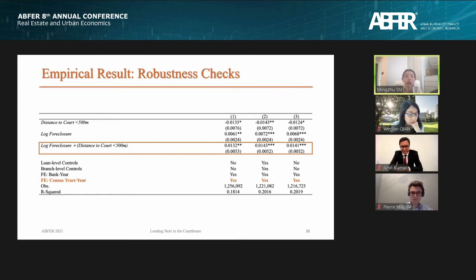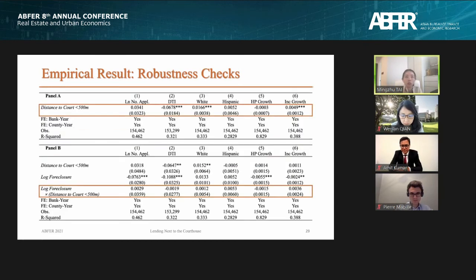We also ask whether those major borrower and neighborhood characteristics are correlated with, say, this distance-to-courthouse dummy. And in fact, we find that for those treated branches, those branches that are next to the courthouse, they are observing borrowers with actually better characteristics, with better credit quality. For example, the applications that are submitted to the exposed branches actually have lower debt-to-income ratio and a higher proportion of white borrowers, and also a higher income growth.